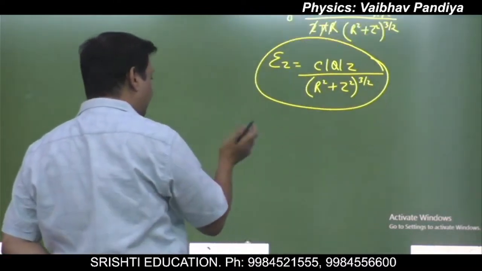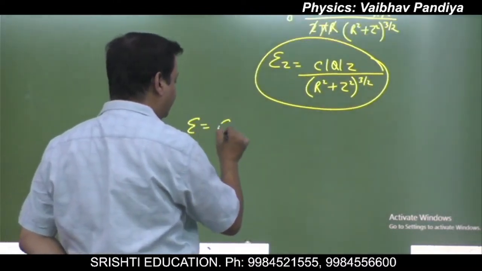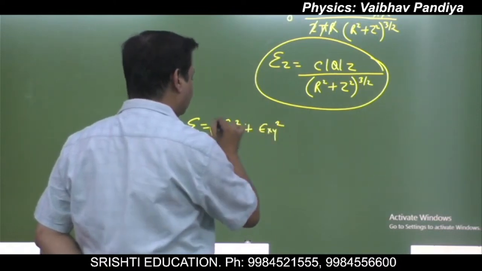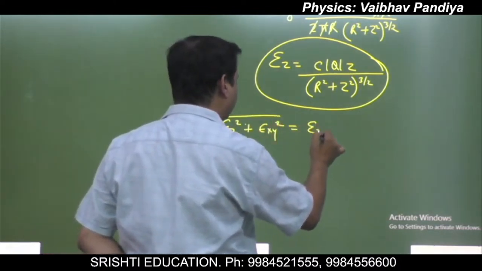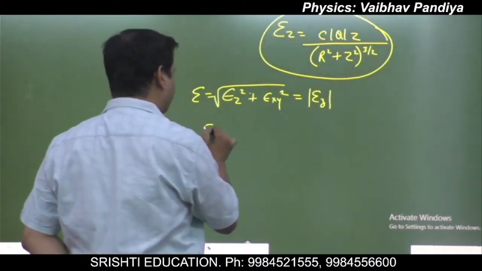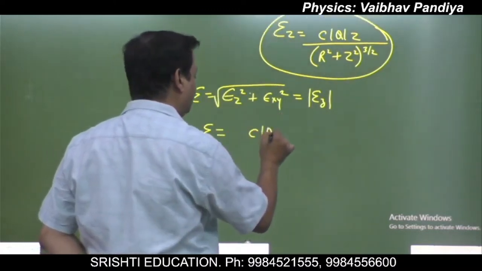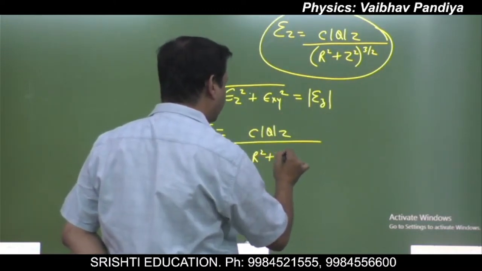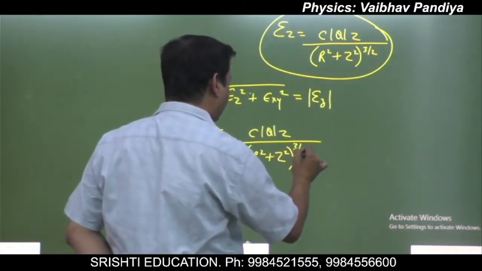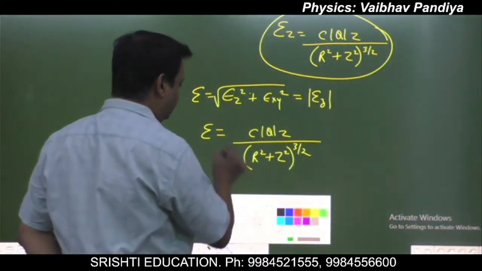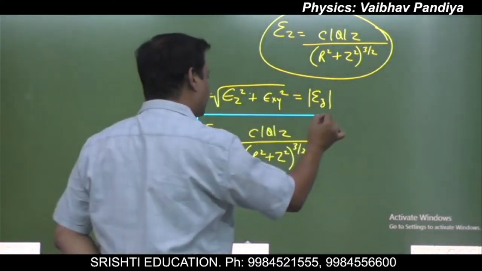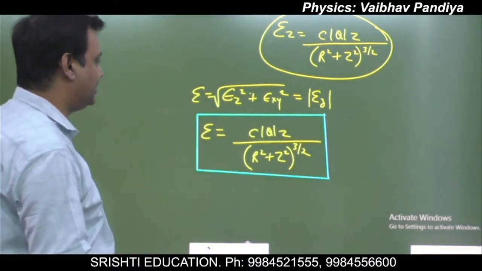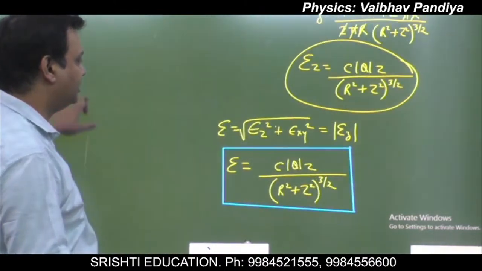And since there is no Ex and Ey, you can write E is equal to square root of Ez square plus Exy square. Now Exy is 0, so it will be simply the modulus of Ez. So the net electric field will be CQZ, C is the Coulomb's constant, by R square plus Z square to the power 3 by 2. This is the final derived formula for the electric field on the axis of a uniformly charged ring. CQZ by R square plus Z square to the power 3 by 2.